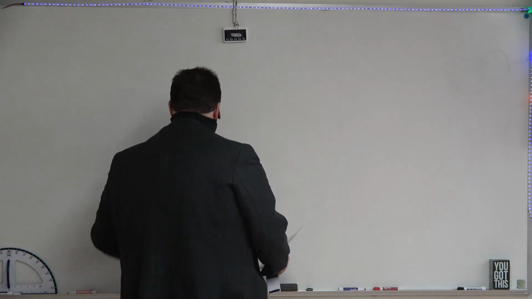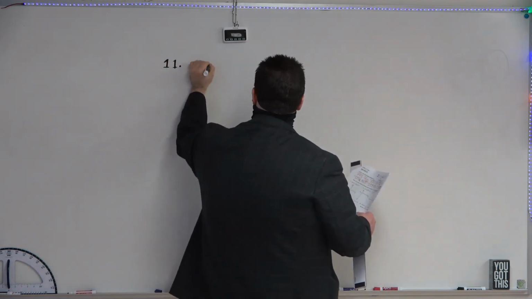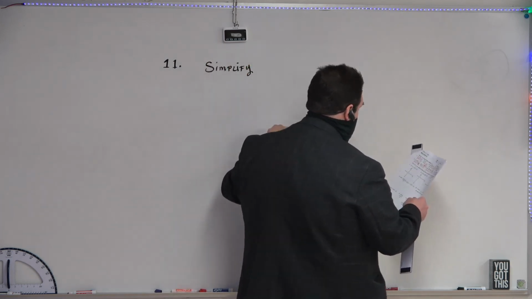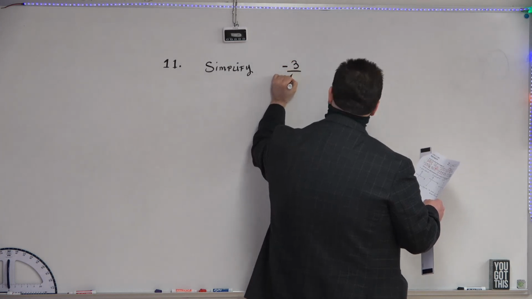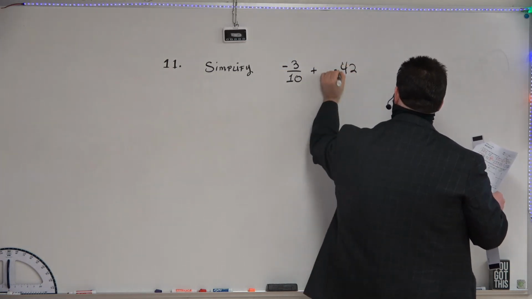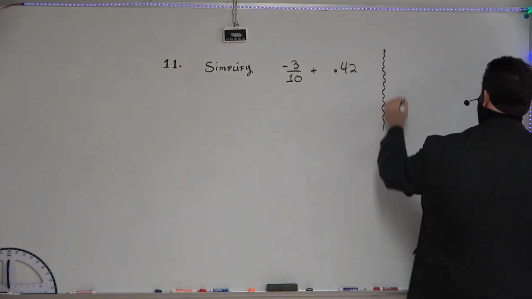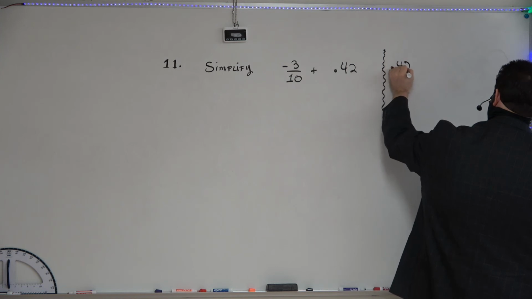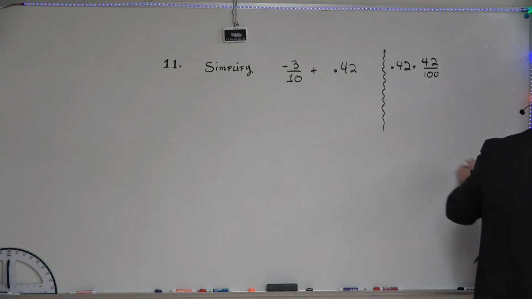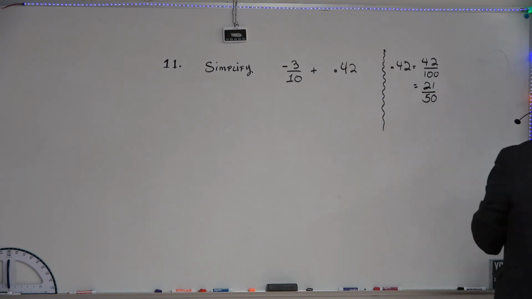Okay, number 11. Did anyone get the answer on number 11? You're being asked to simplify, not solve. Negative 3 over 10 plus 0.42. Now the first step in this problem is to go over here into side work and convert 0.42 into a fraction as 42 over 100. And then you can actually cancel that down to be 21 over 50 by just dividing the top and the bottom by 2.